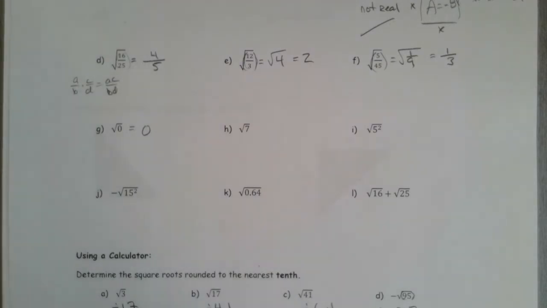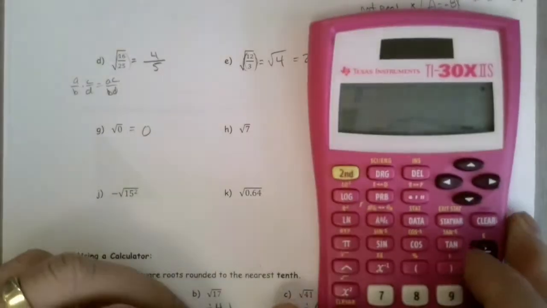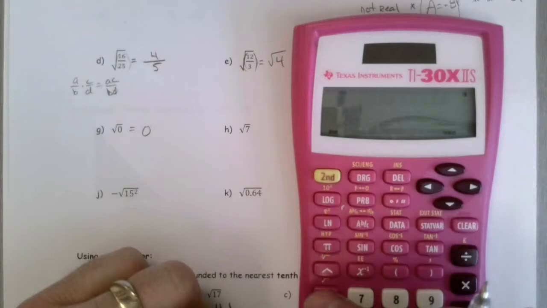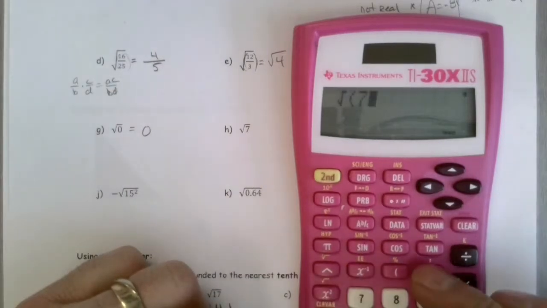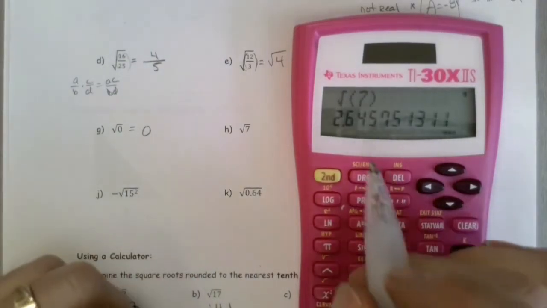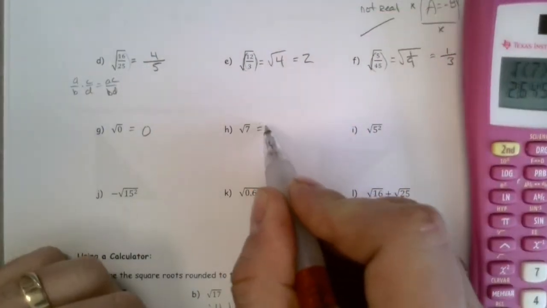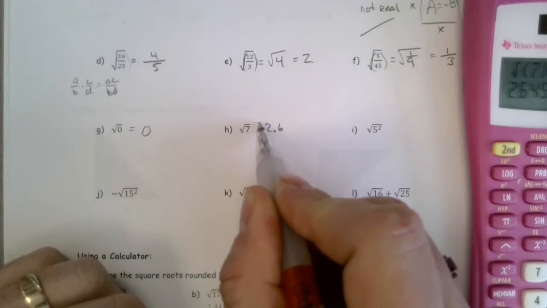The square root of 7. Oh, well, 7 is a prime number. Okay, 7 is a prime number, so it doesn't have those two factors there. So I'm going to have to go to my calculator, tell it to take the square root of 7. And when I round that to the nearest tenth, like it says, I will get approximately 2.6.